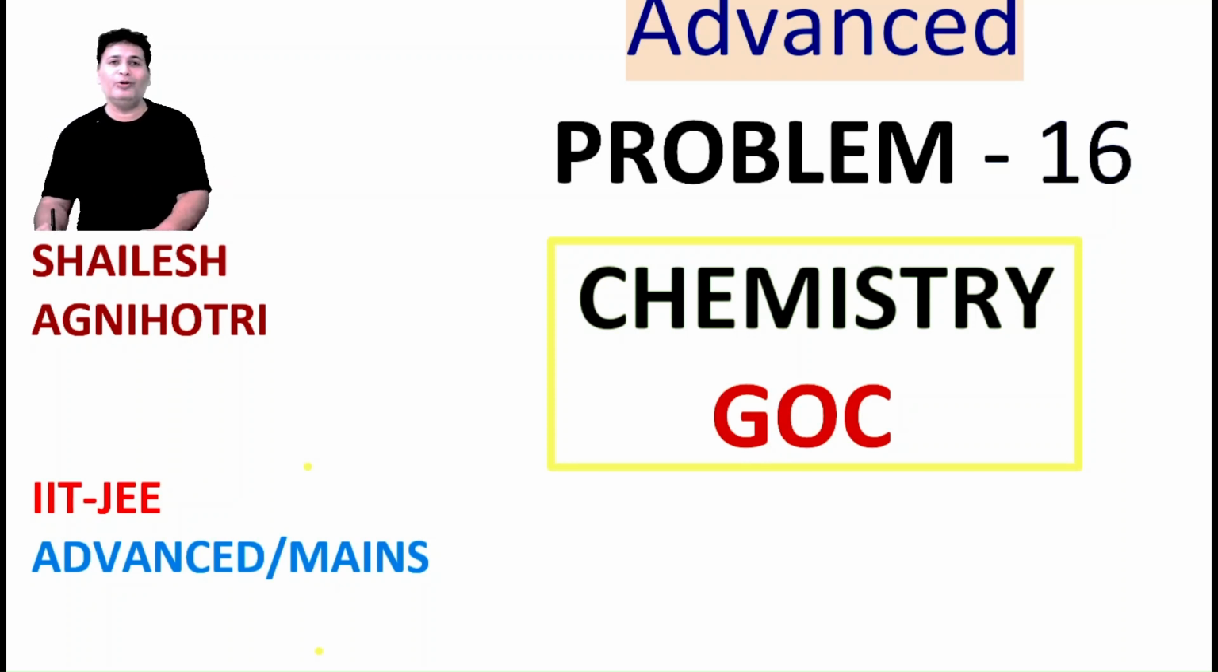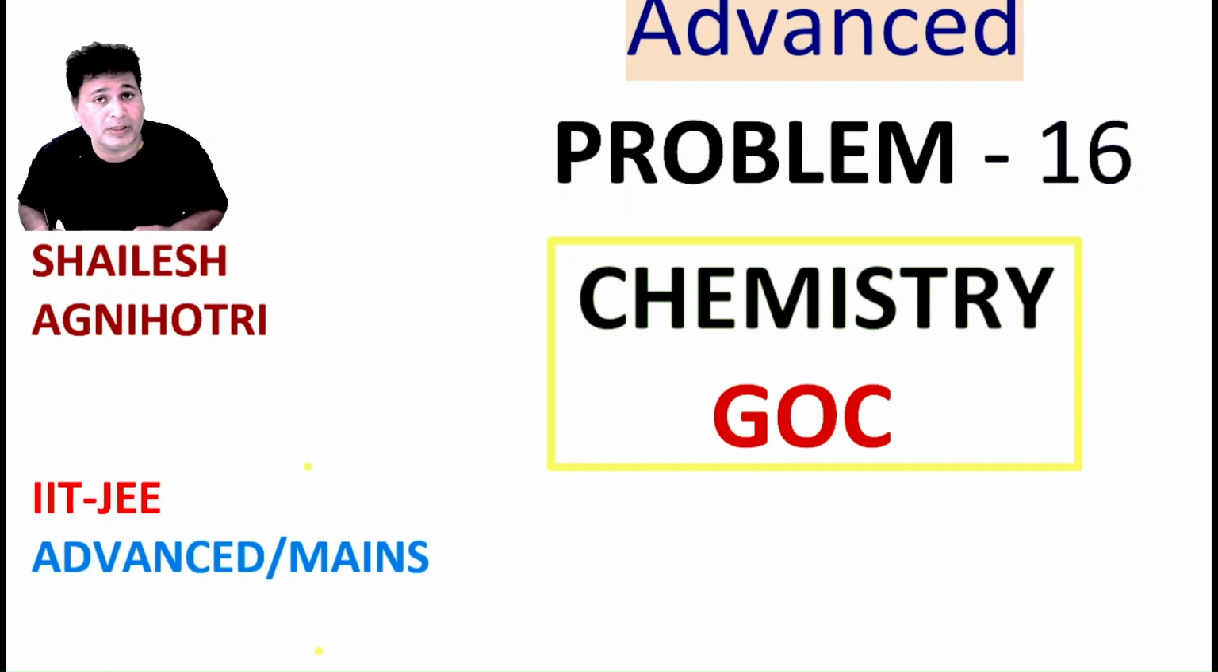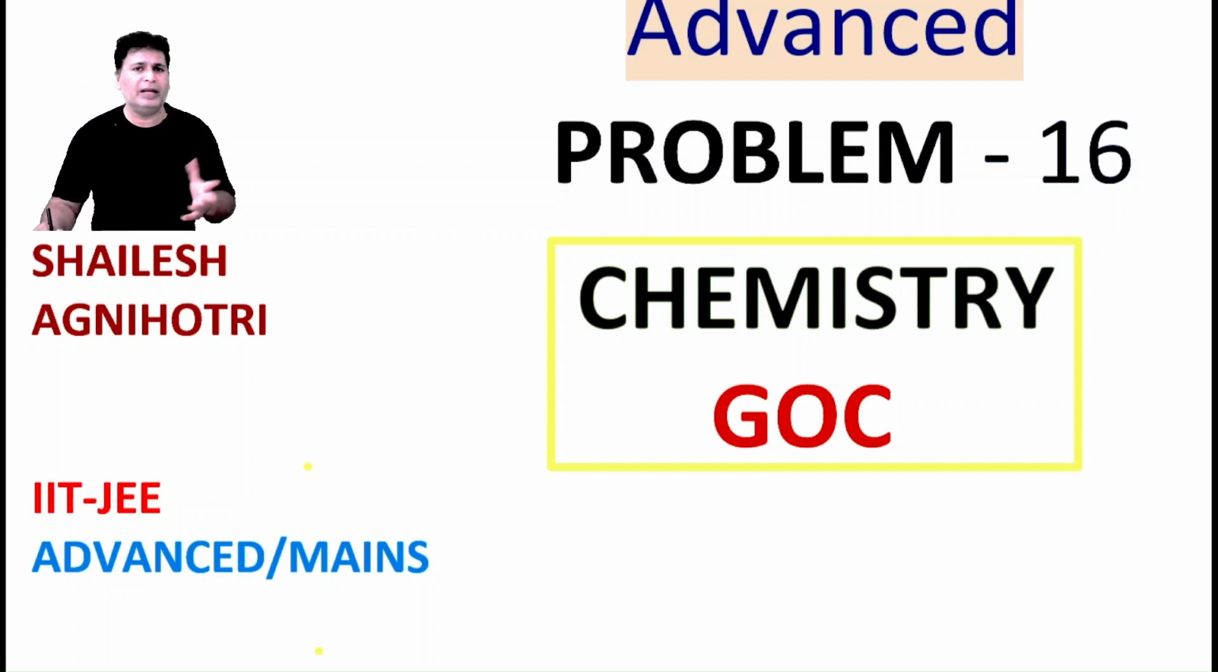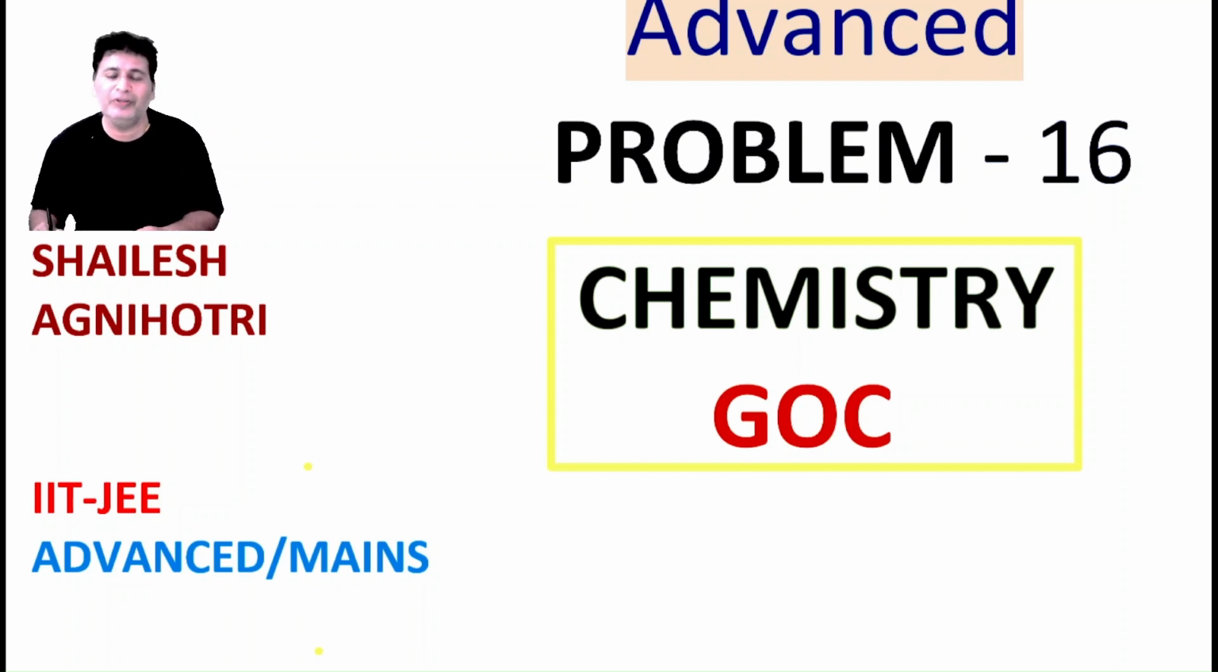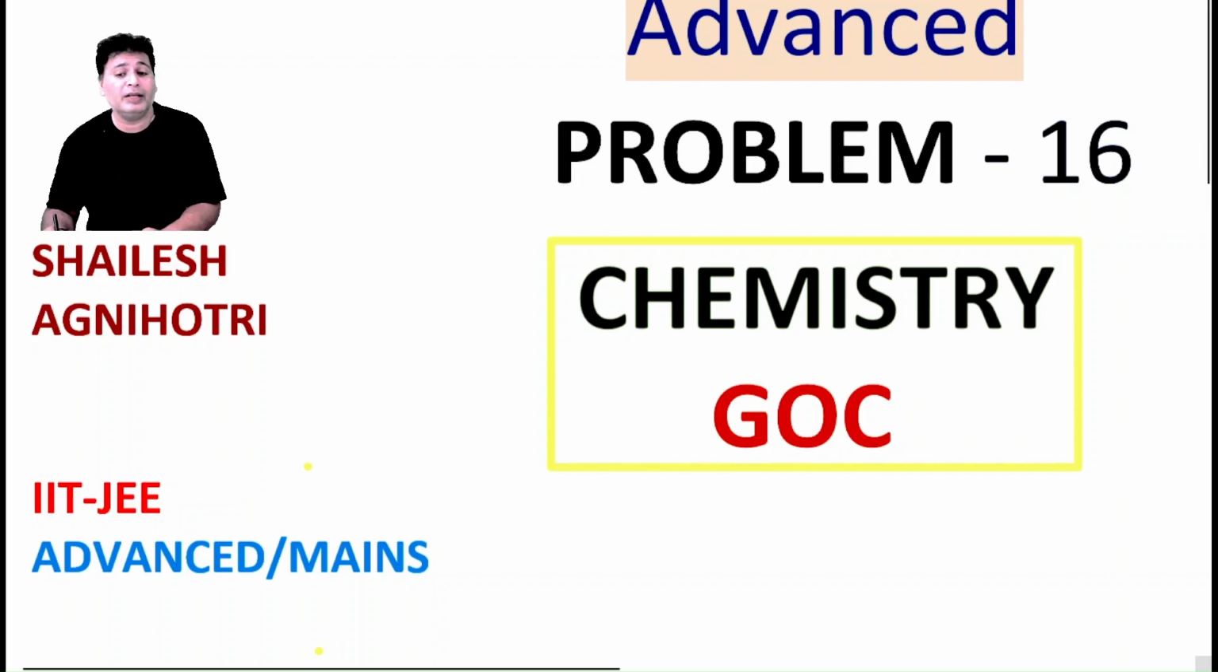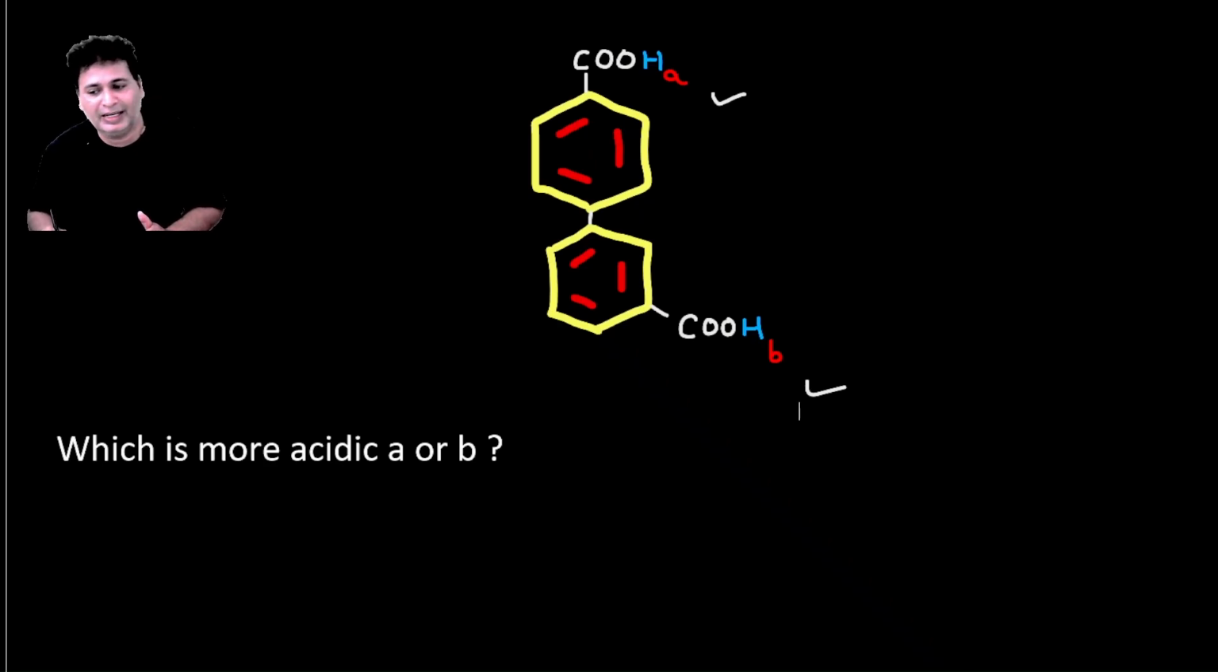Students, as you all know, in this problem series we have already completed 15 problems and now it is the turn of problem number 16. We have been doing general organic chemistry, all these problems, and in this topic we have already taken up some very important topics like aromaticity, carbocations, carbanions, acidity, basicity, etc. You can watch my videos for the 15 problems. Now let us try to see what is there in our problem number 16.